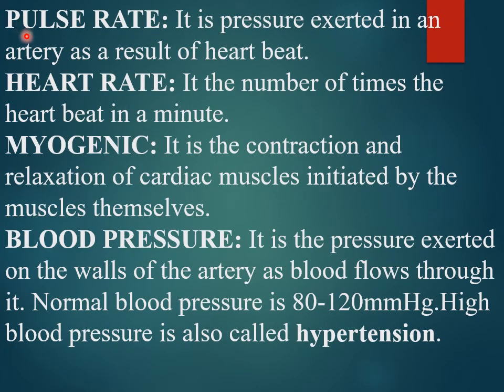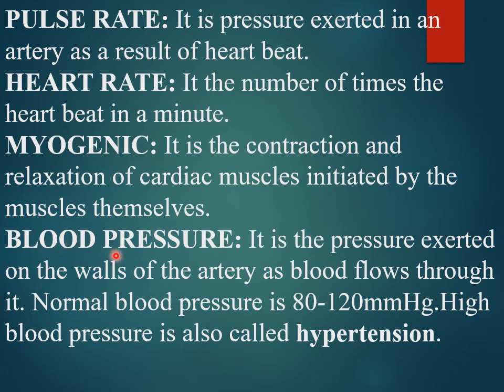This leads us to some terms here. Pulse rate, we said, is the pressure exerted in an artery as a result of heartbeat. Heart rate is the number of times the heart beats in a minute. Myogenic is the contraction and relaxation of cardiac muscles initiated by the muscles themselves.